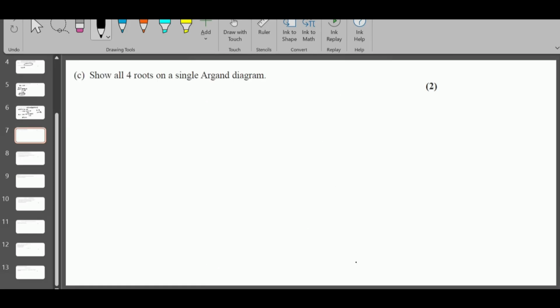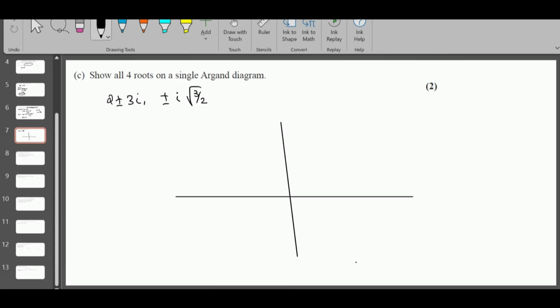Part C now. Show all 4 roots on a single Argand diagram. The roots are 2 plus or minus 3i, plus or minus i root 3 over 2. So I'm gonna draw the Argand diagram. This is imaginary axis, real axis. Always label the axis.